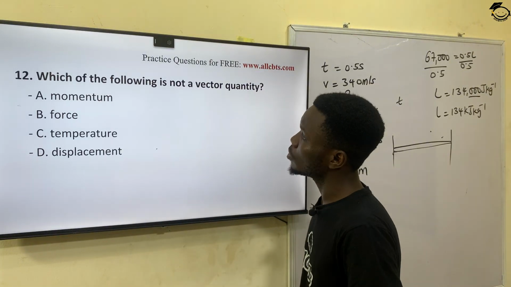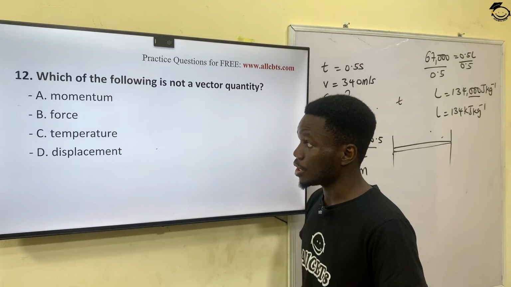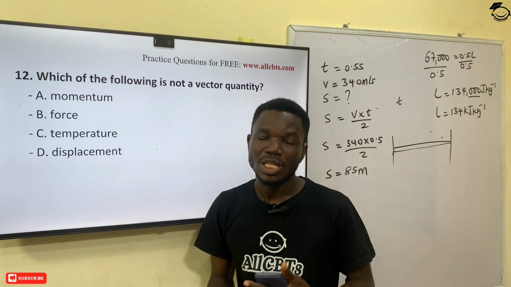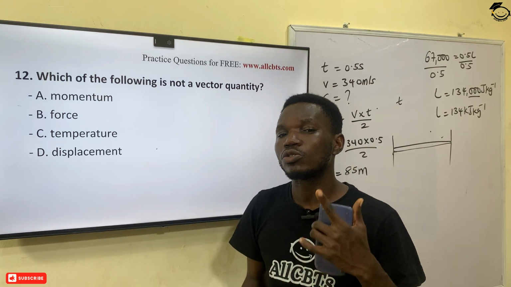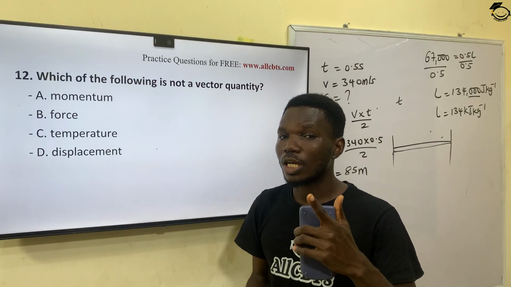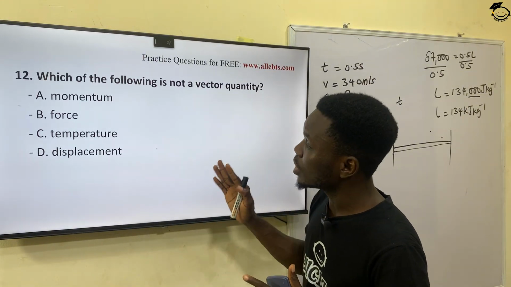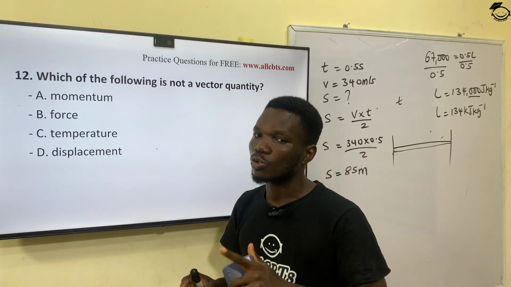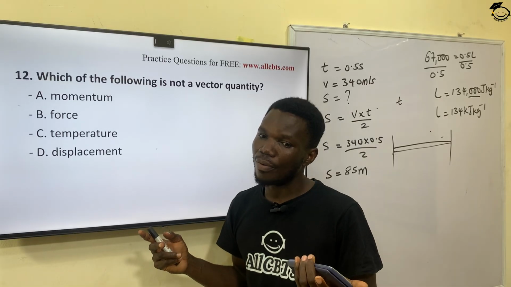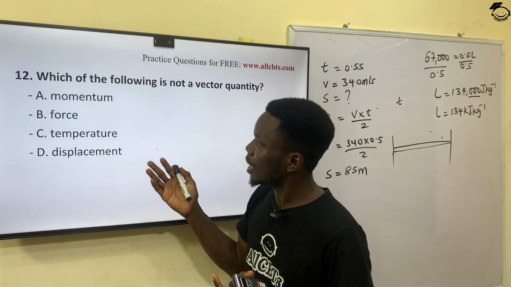Moving on to the next question, question number 12. It says, which of the following is not a vector quantity? Be reminded that a vector quantity is one that has both magnitude and direction. And we've done a full video on this on our channel earlier, where we talked about vectors and scalars. So they're asking us which of these has only magnitude but no direction.